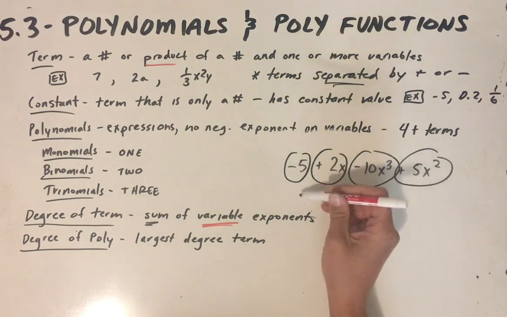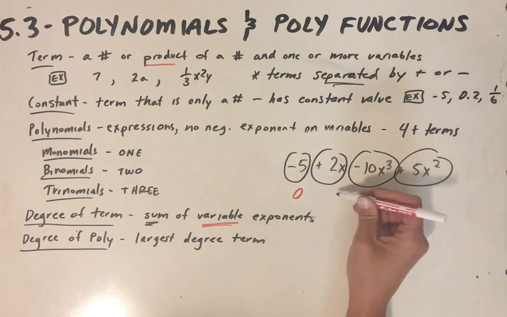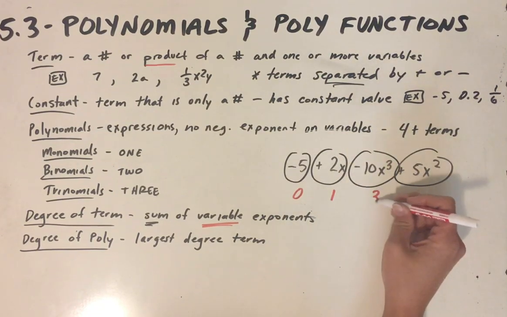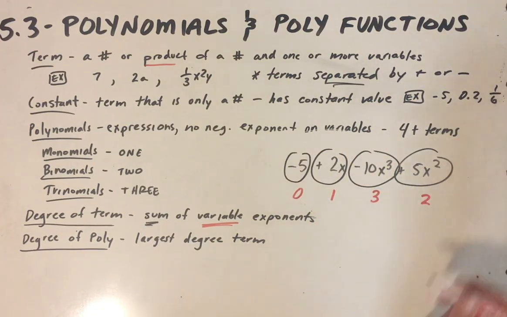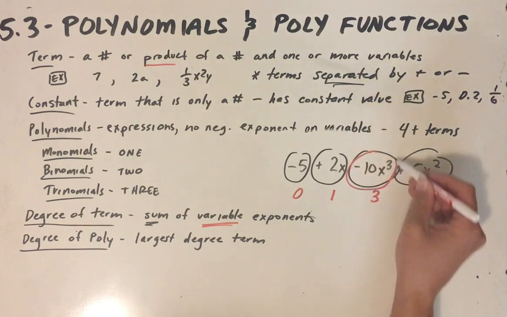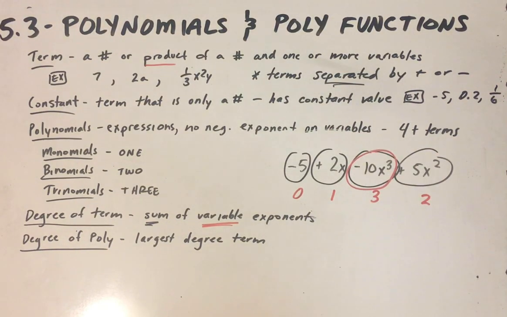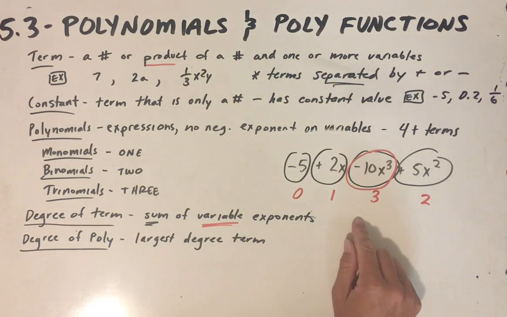Well, this one has a degree of 0. Remember, the constant has a degree of 0. This one has a degree of 1. This one 3, and this term is 2. So this here is the degree of the largest term, so it is therefore the degree of this polynomial. So this polynomial has a degree of 3.